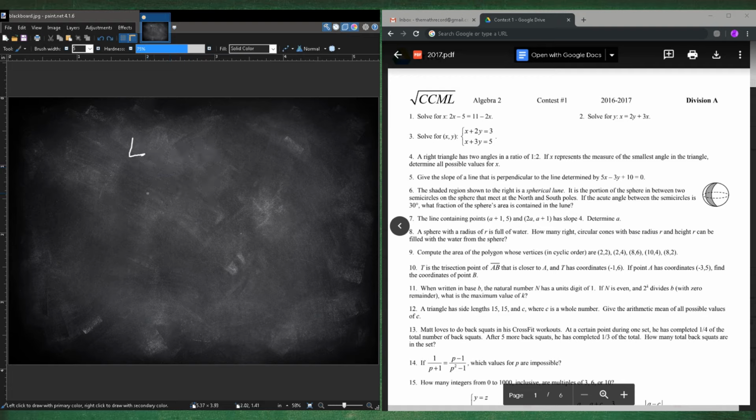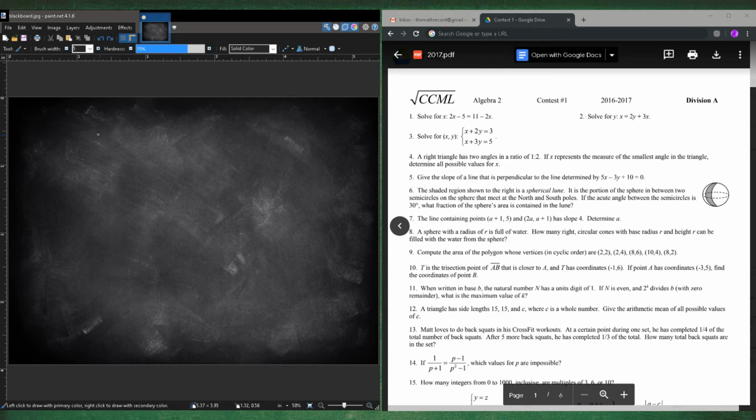Just rewrite your variables. Question 2, solve for y. x is equal to 2y plus 3x. So minus 3x from both sides, get negative 2x is equal to 2y. Divide by 2, so you get negative x is equal to y. So y is equal to negative x. That's your answer. Sometimes answers are not a definite number like 1, 2, 3. Since these are only with variables, the answer is only with the variable.